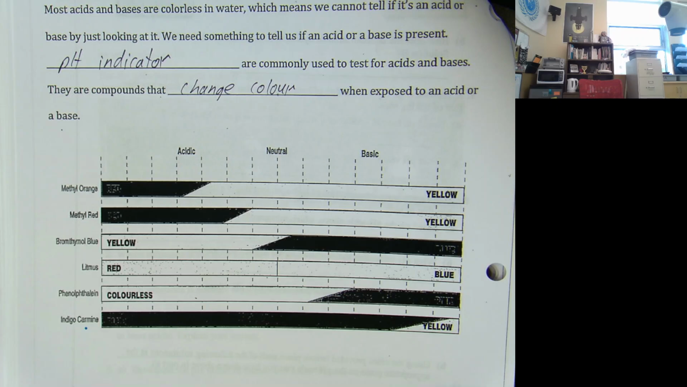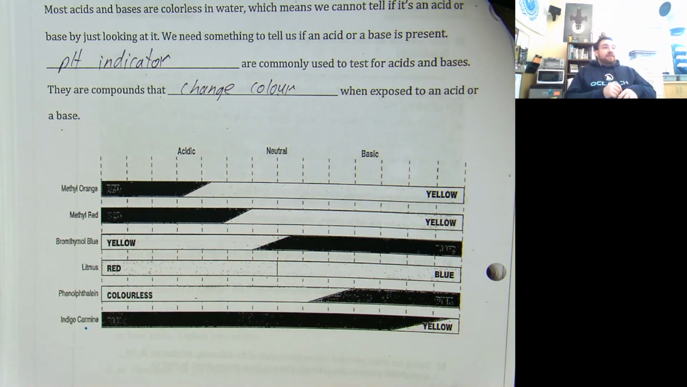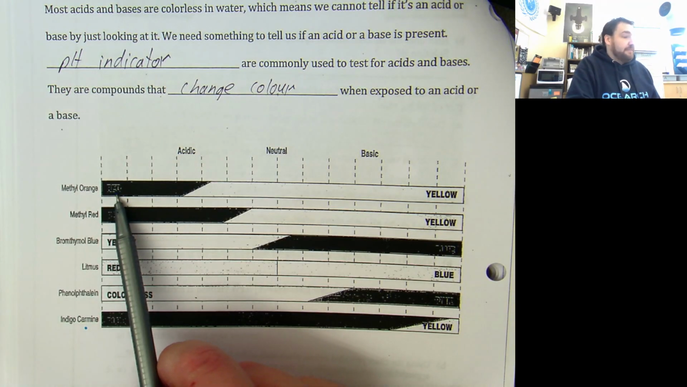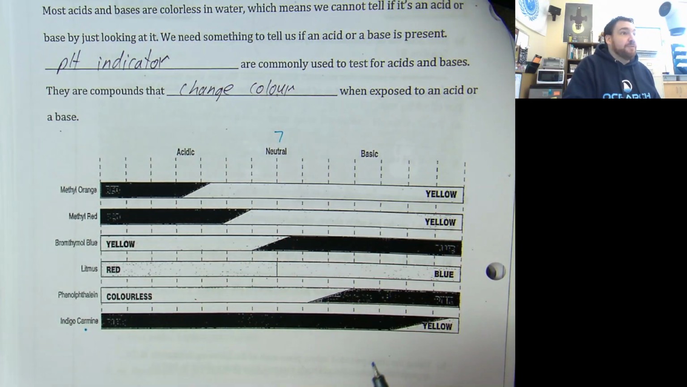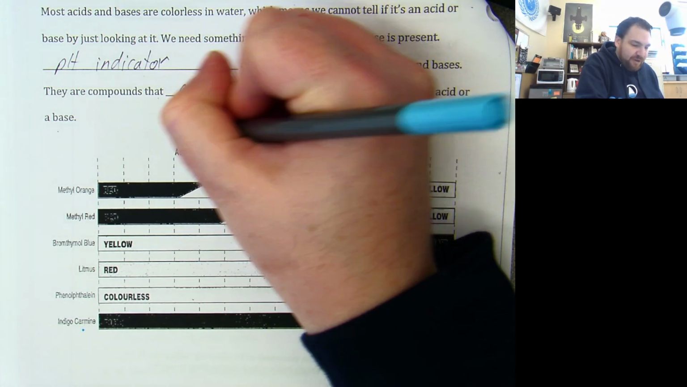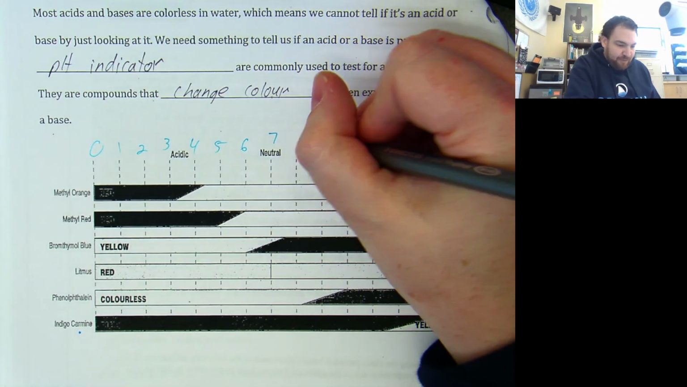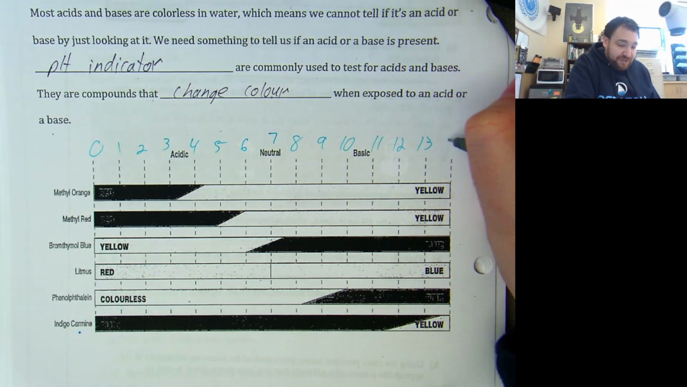When you add methyl orange to a solution that is acidic, it turns red. That's why it says red over here. When the pH, so if we look here, neutral has a pH of 7. I want you to add the numbers up top here. So 7, and then moving left, it will go 6, 5, 4, 3, 2, 1, 0. And on the right-hand side from 7, I want you to go 8, 9, 10, 11, 12, 13, 14.